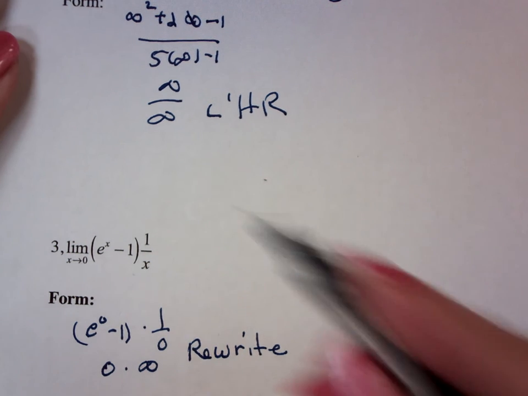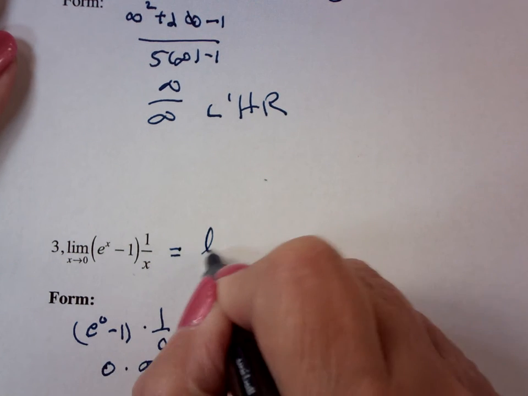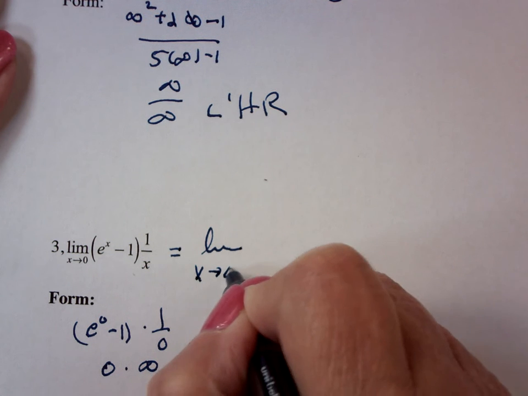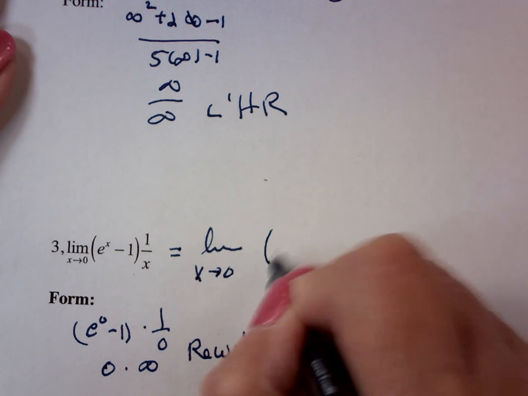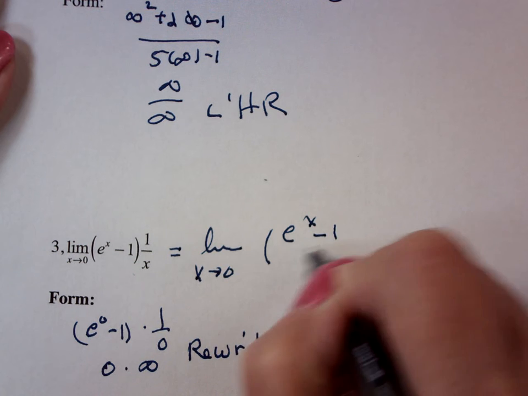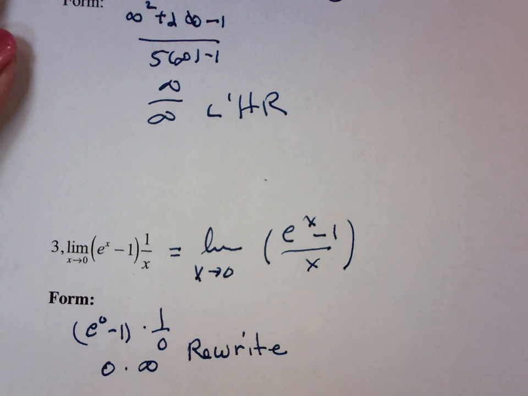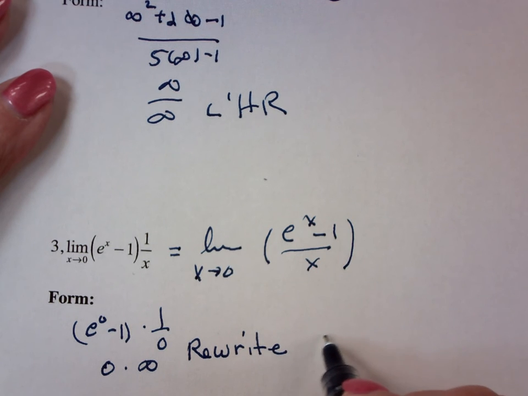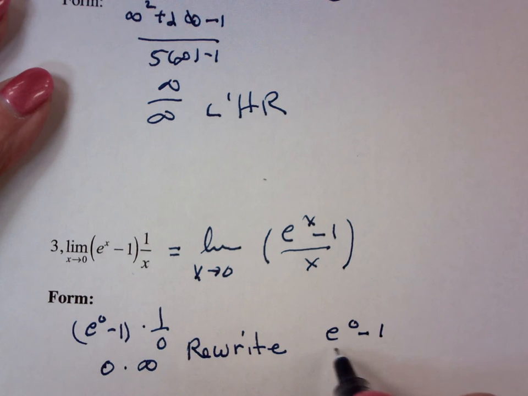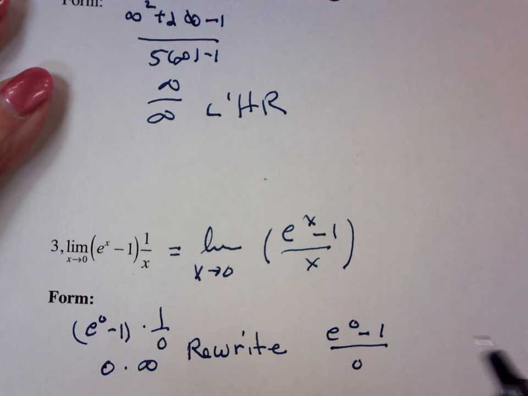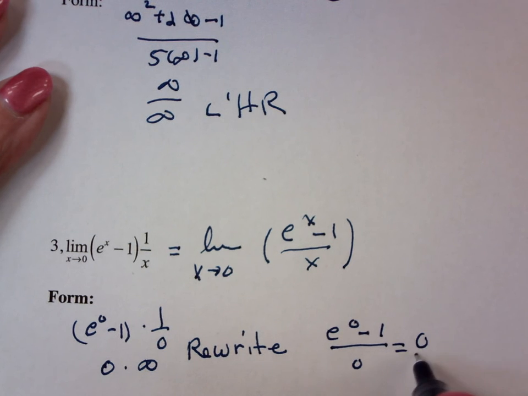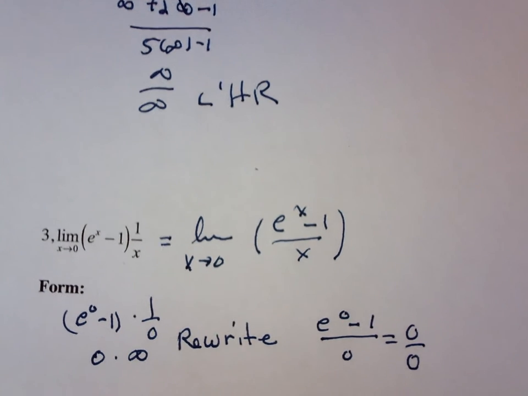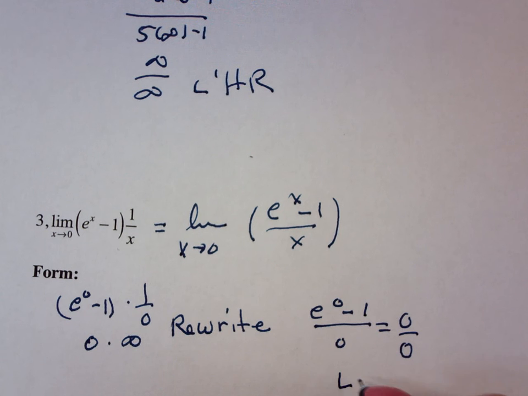But I can rewrite this as the limit as x goes to 0 of e to the x minus 1 over x. And now, when I go to work it out, this is e to the 0 minus 1 over 0, which is 0 over 0. So now do I have the proper form? Yeah. So I can use L'Hopital's rule.